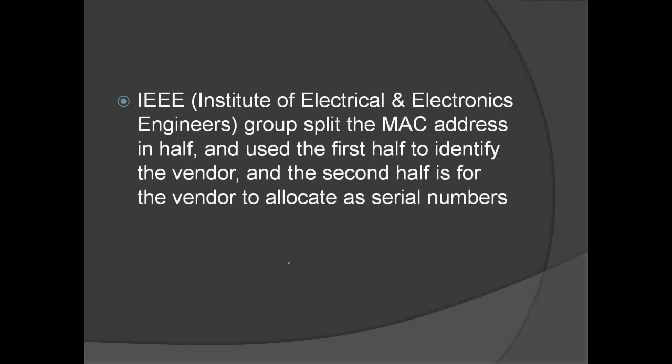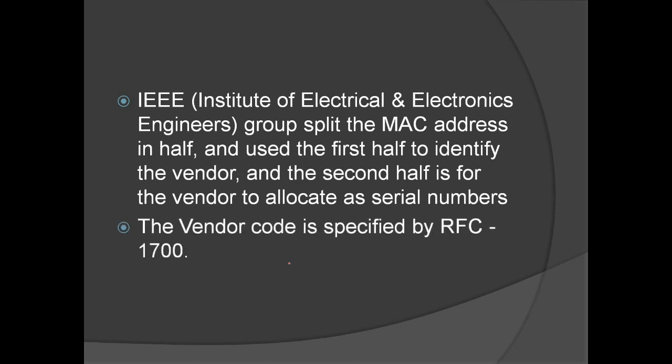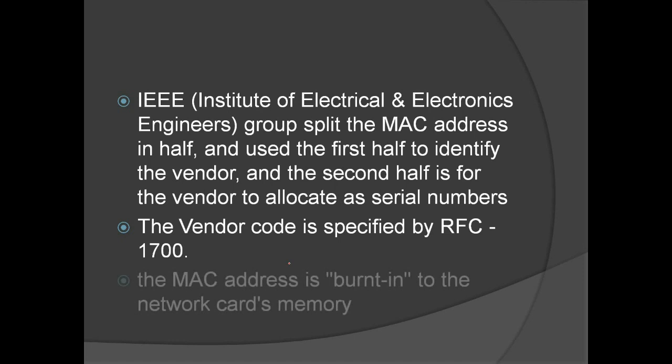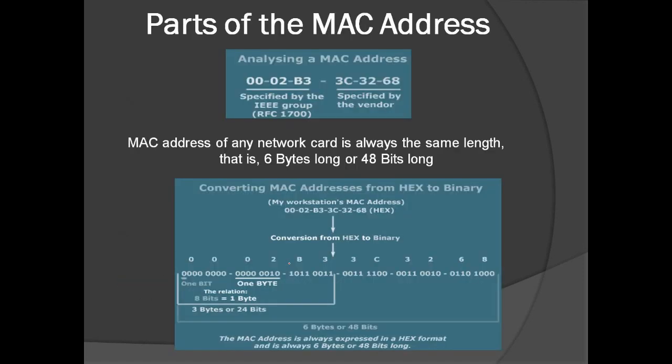Okay, so the IEEE, or the Institute of Electrical and Electronics Engineers group, split the MAC address in half and used the first half to identify the vendor, and the second half is for the vendor to allocate as serial numbers. So we have two parts; the vendor code is specified by RFC 1700. The MAC address is burnt into the network card's memory. Okay, so these are the two parts of the MAC address.